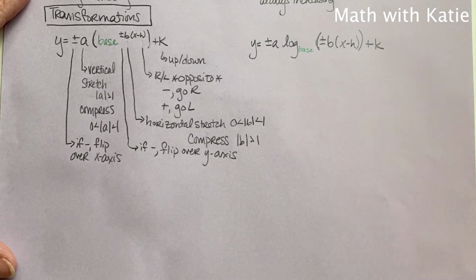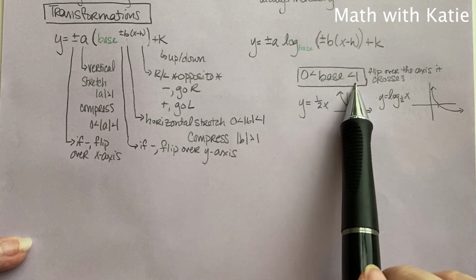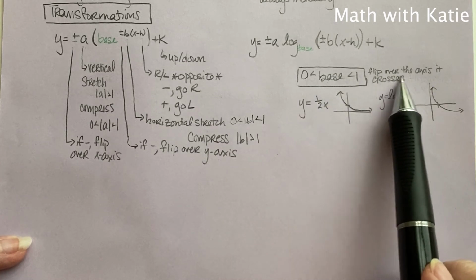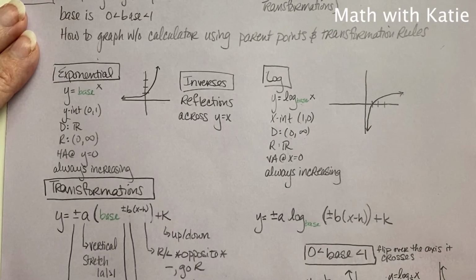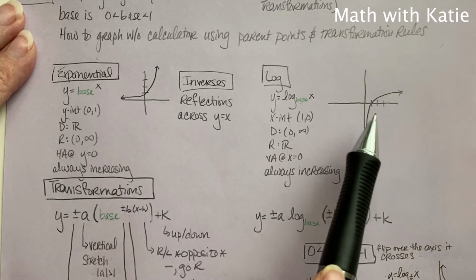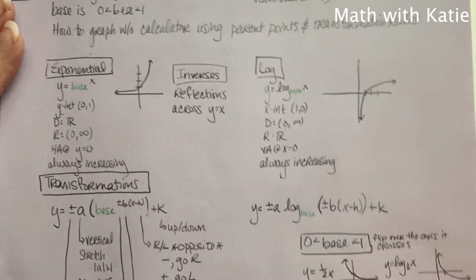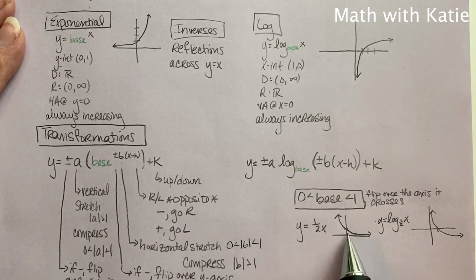And one special thing that we do need to talk about is if your base is between 0 and 1. If the base is between 0 and 1, it's actually going to flip the graph over the axis that it already crosses. So remember up here, our exponential graph crossed the y-axis, and our log function crossed the x-axis. Here with these, you'll see we flipped it over the y-axis, and we flipped this one over the x-axis.